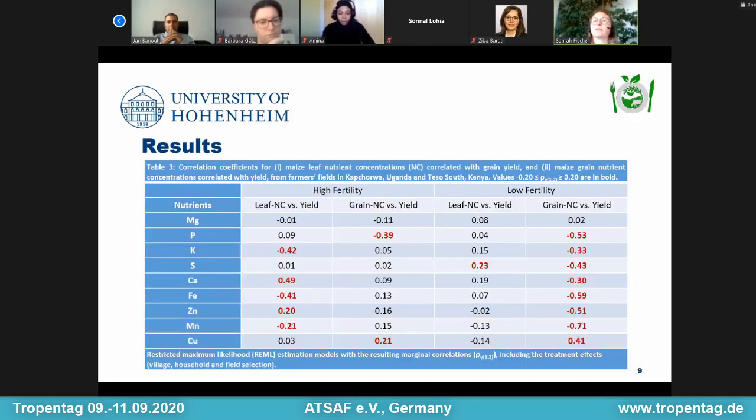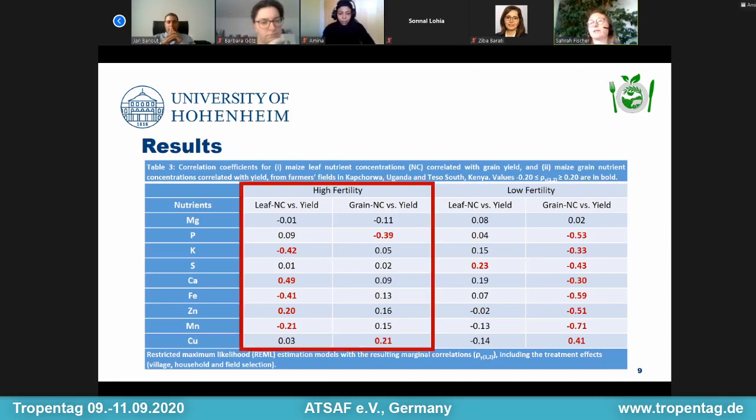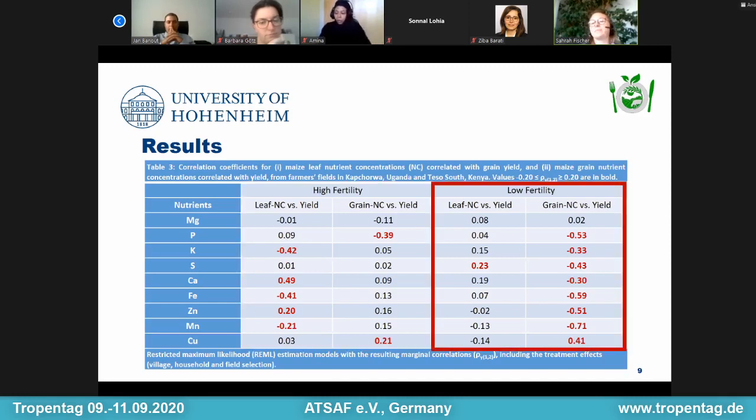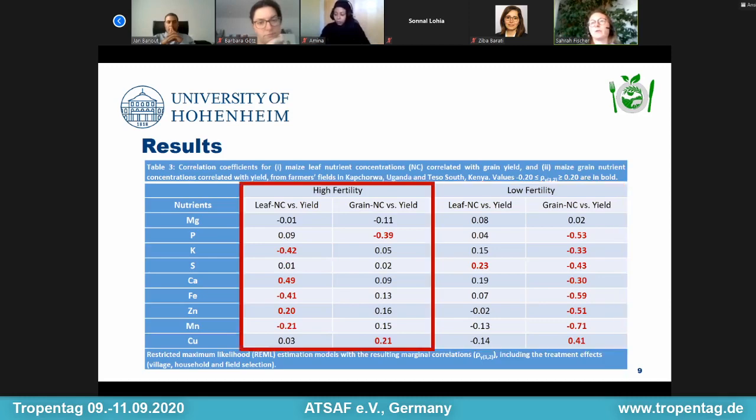So first off, I'd like to apologize for the big table. However, here you can see the correlation coefficients between leaf nutrient concentrations and yield, and grain nutrient concentrations and yield, in the high fertility area and the low fertility area. So every red number has a correlation coefficient above 20% or below minus 20%.